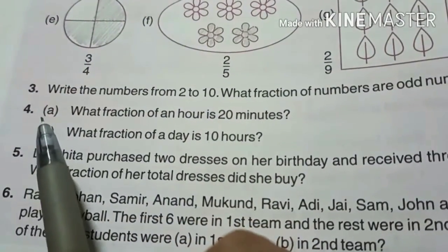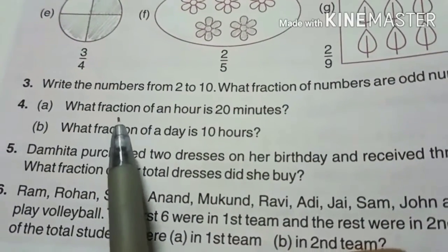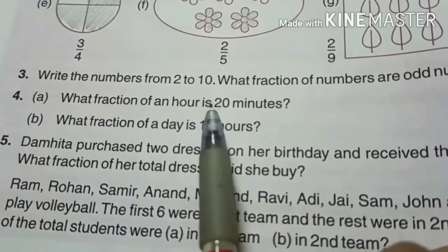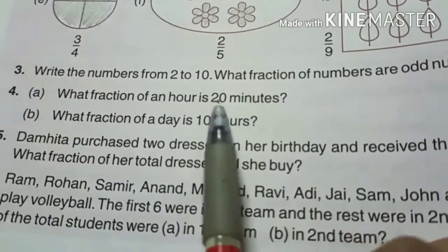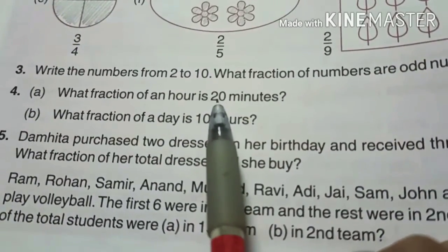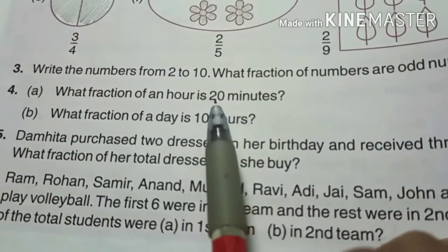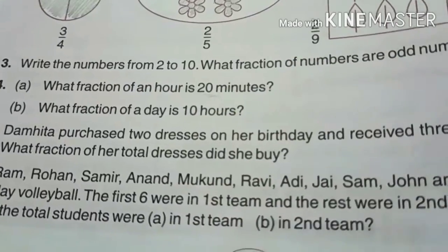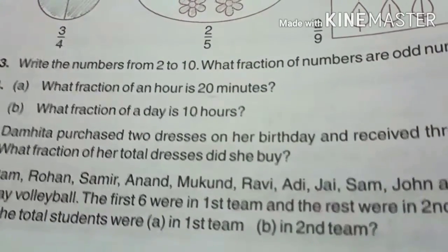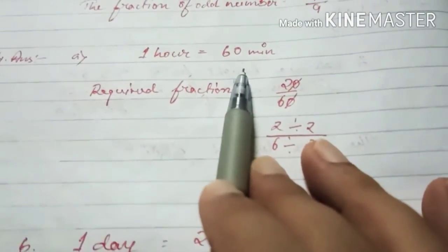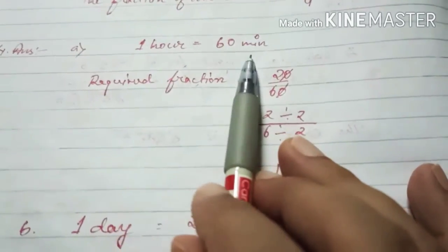Now see question number 4a. What fraction of an hour is 20 minutes? So we have to find the fraction of an hour, that is 20 minutes. What is the fraction of 20 minutes out of 1 hour? So let us see how to do. Now see, 1 hour equals 60 minutes. We know that 1 hour equals 60 minutes.